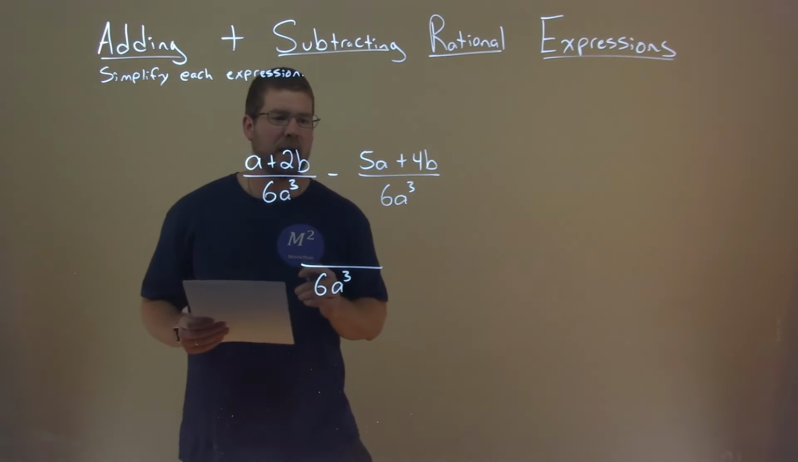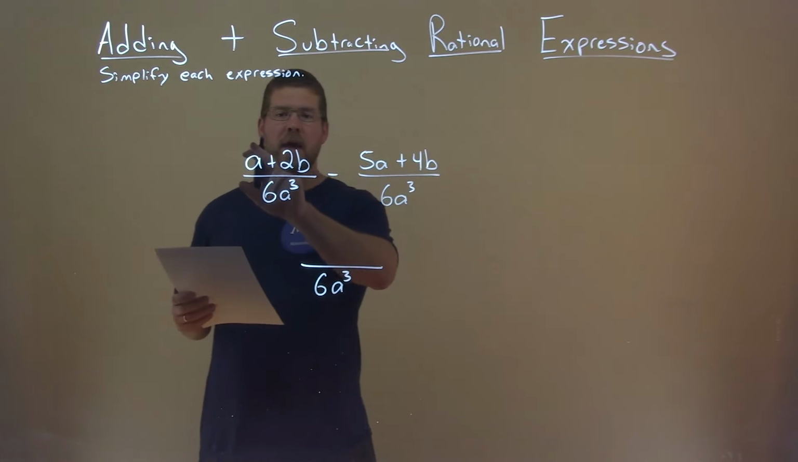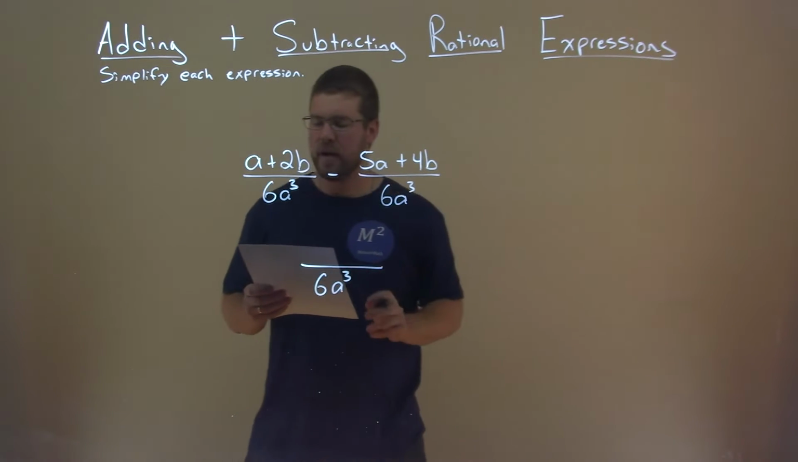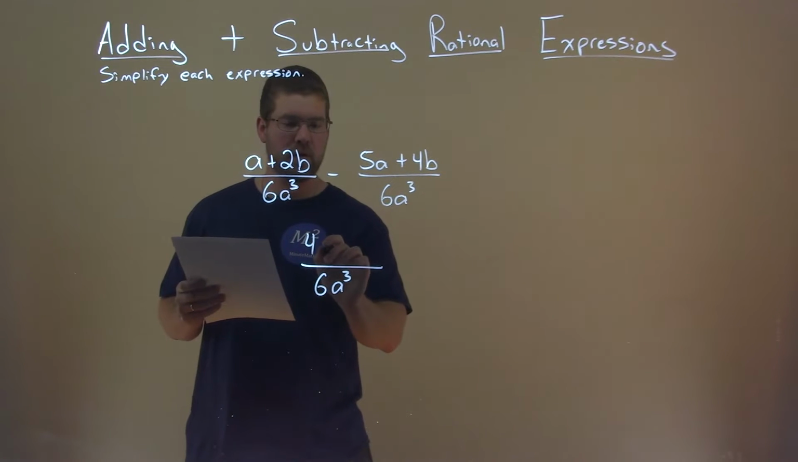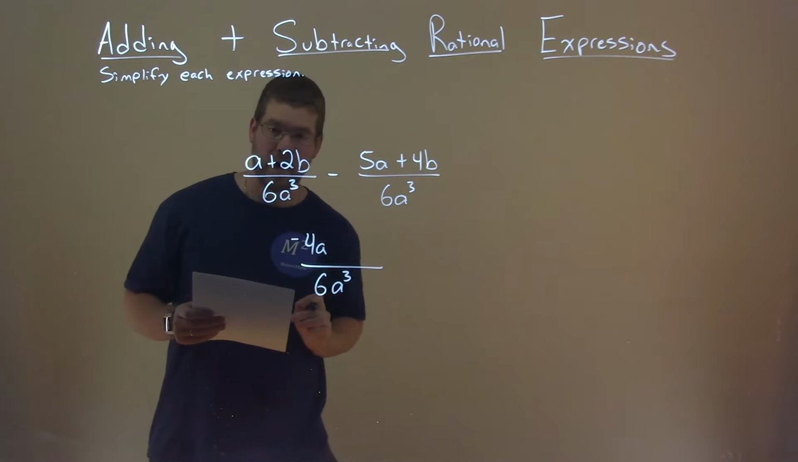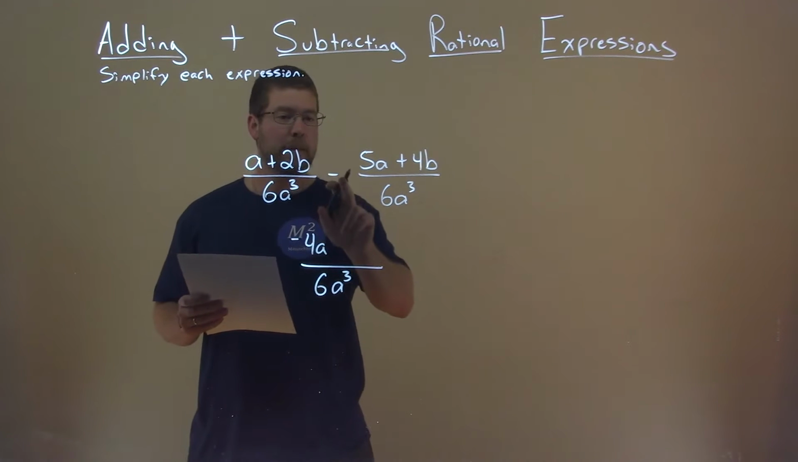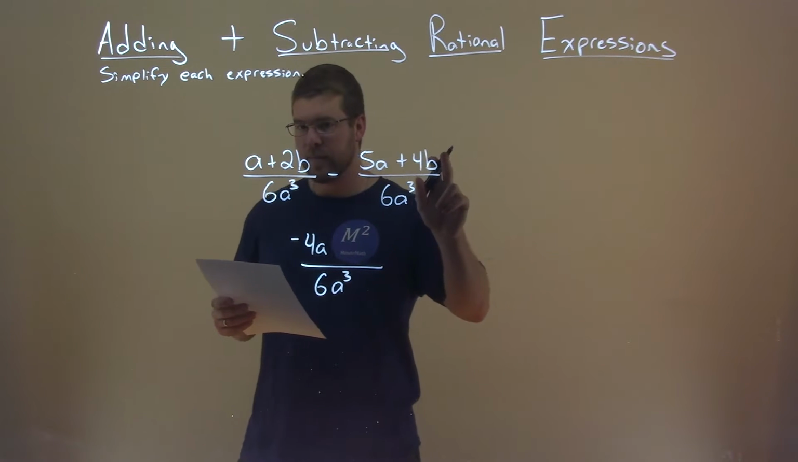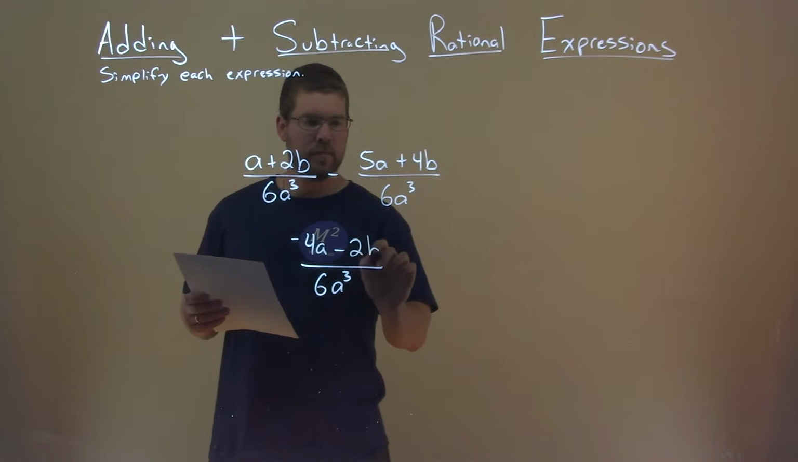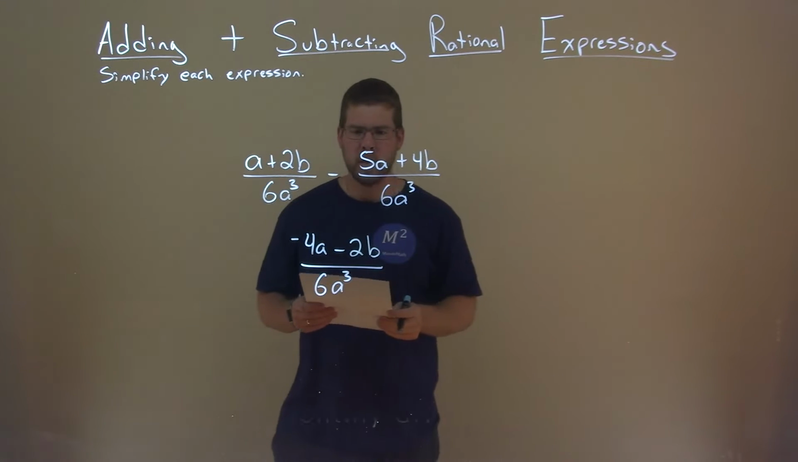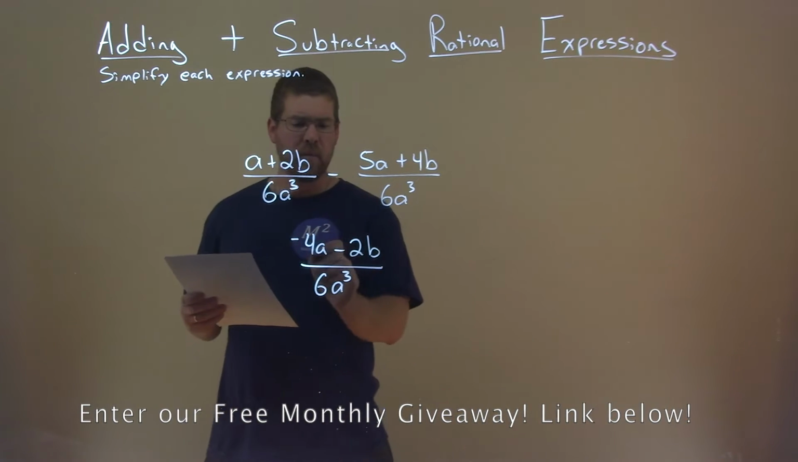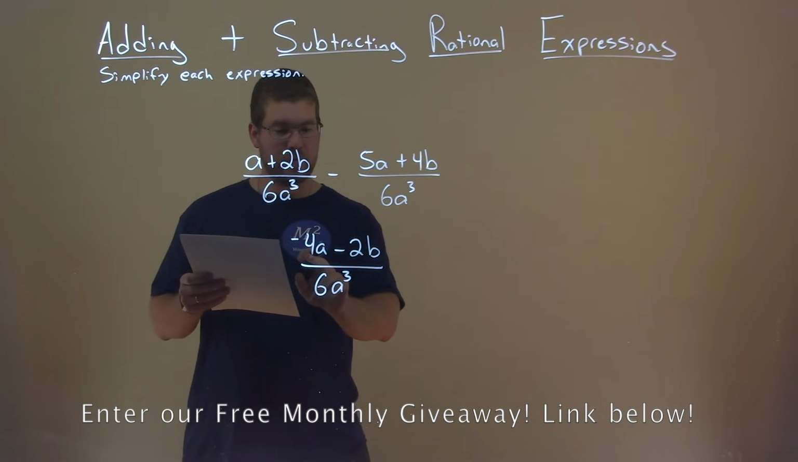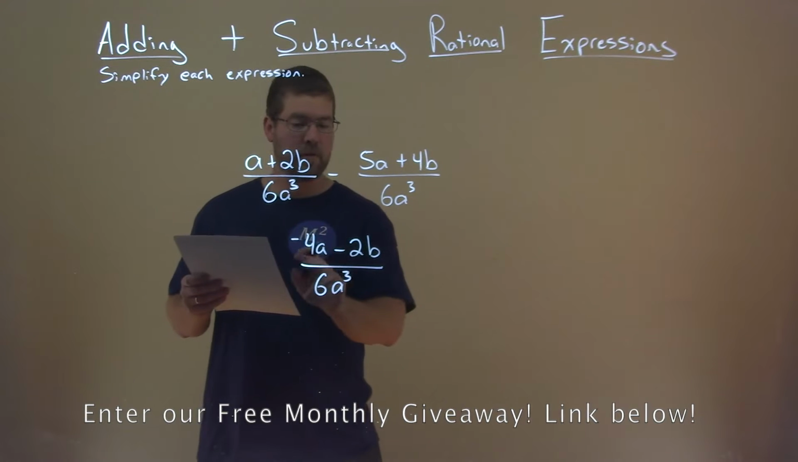So now let's add our like terms. We have a minus a 5a. Well, a minus 5a becomes a negative 4a. 2b minus a 4b is a negative 2b. Okay, I still think I can simplify this a little more. Can't we pull out a negative 2 or positive 2 from both parts up here?